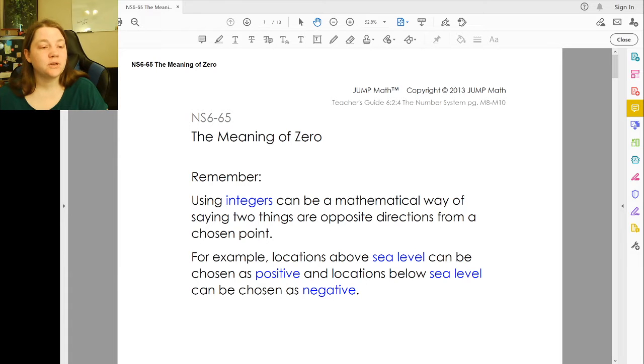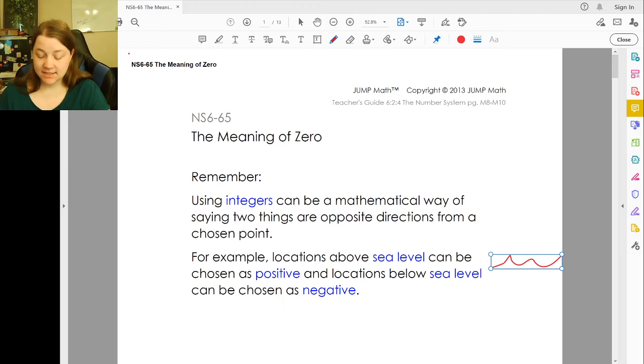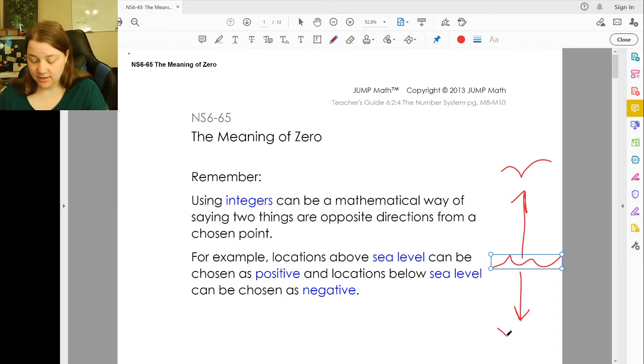In this video, we're going to be talking about the meaning of zero. Remember that using integers can be a mathematical way of saying that two things are opposite directions from a chosen point. For example, when we talk about sea level, anything that's in the positive is above sea level. Anything that's in the negative is below sea level.